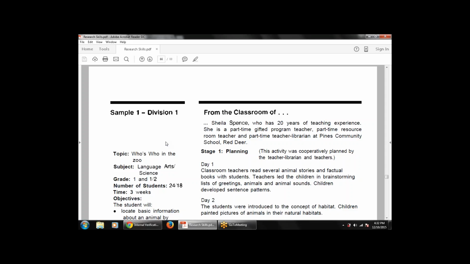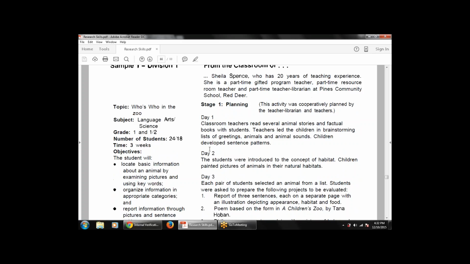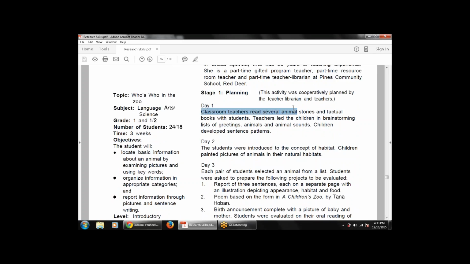Now, what are the various phases, the various stages that are carried out by Sheila? First is planning. This activity was cooperatively planned by the teacher librarian and the teacher. That is day one. The classroom teacher reads several animal stories and factual books with the students, and leads the students in brainstorming a list of greetings, animals, and sounds.